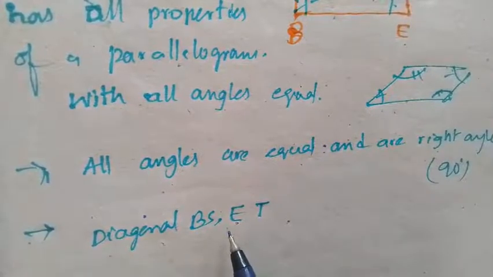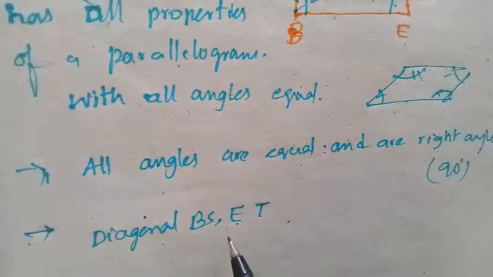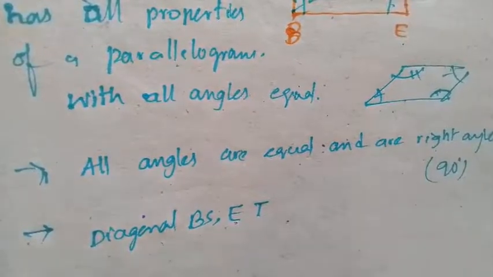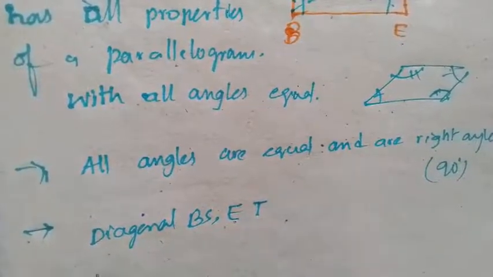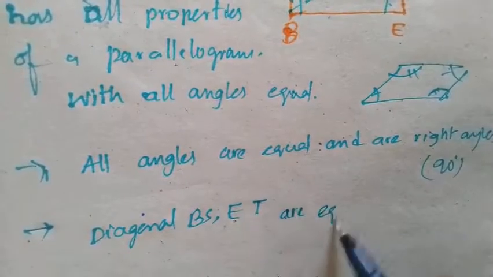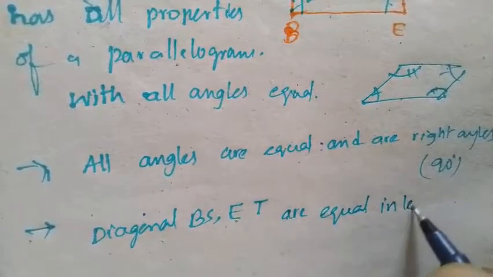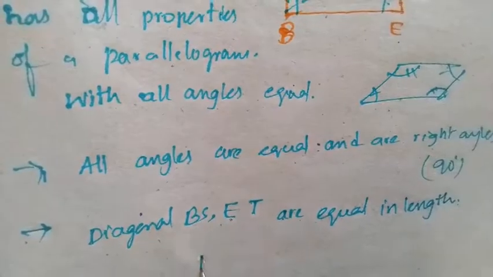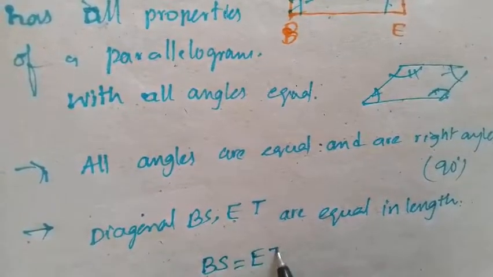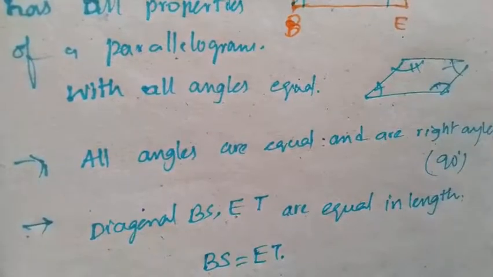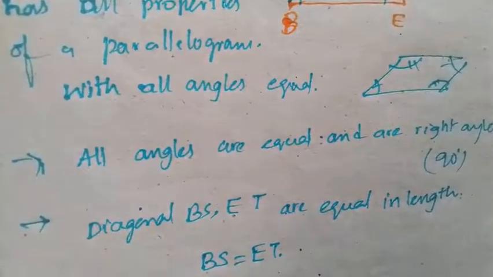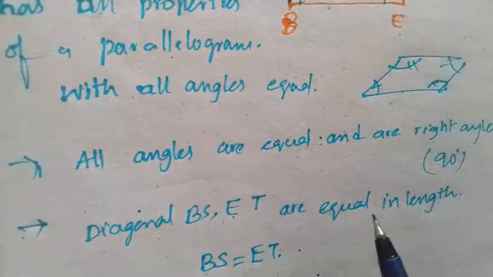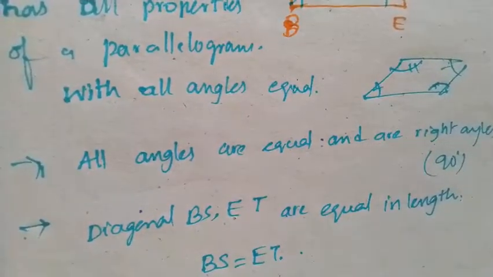Not only that, they are equal in length. So for a rectangle, diagonals are equal in length. That is BS is equal to ET. They also bisect each other, because it is already having all properties of a parallelogram, so I didn't write it here.